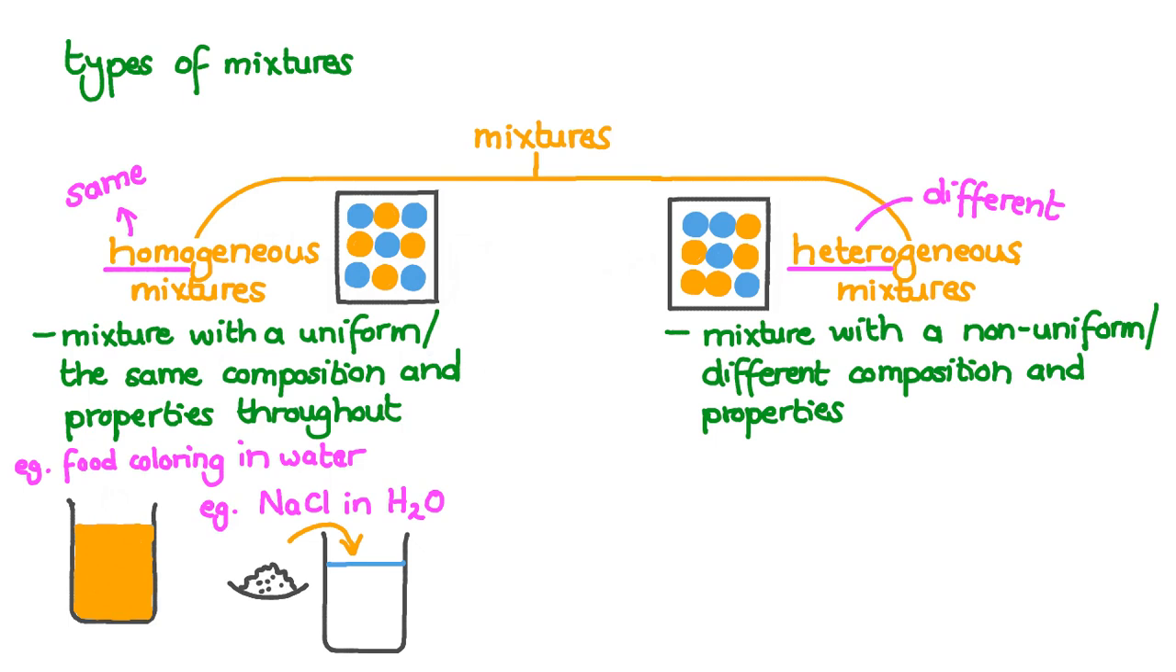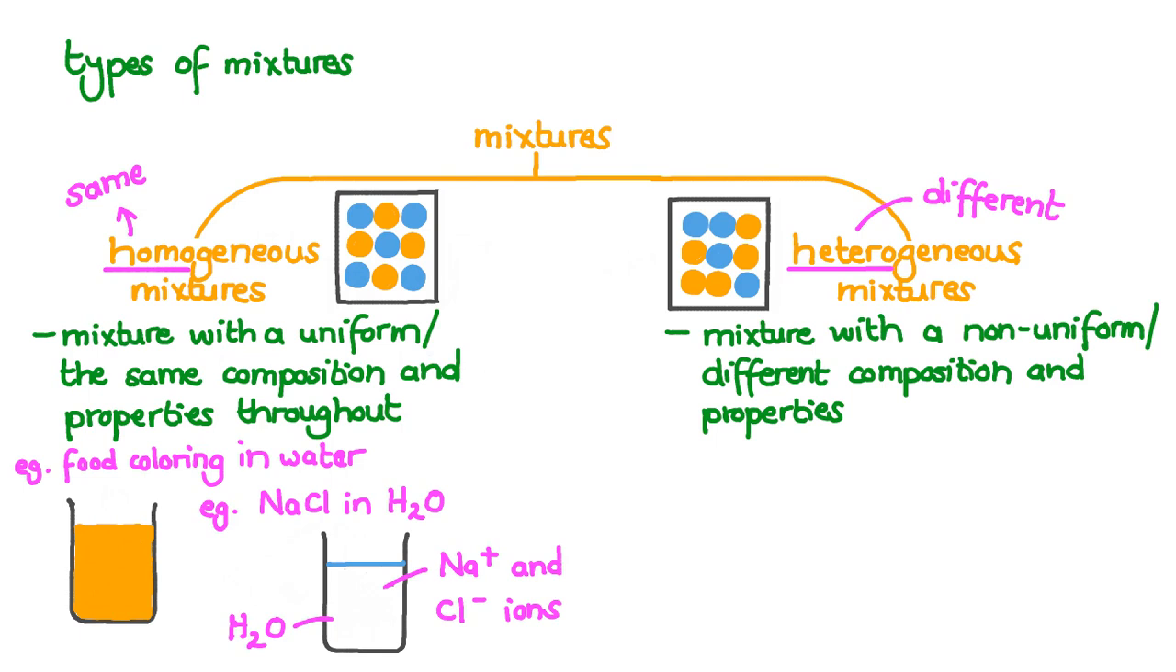Another example of a homogeneous mixture is when sodium chloride or table salt is added to and dissolved in water. The sodium and chloride ions disperse evenly throughout the water. To draw this more accurately, we would draw the mixture without any distinguishable visible particles.